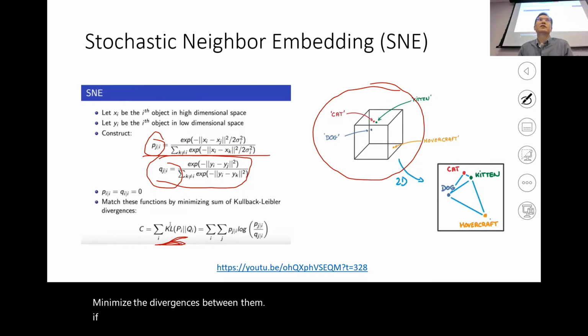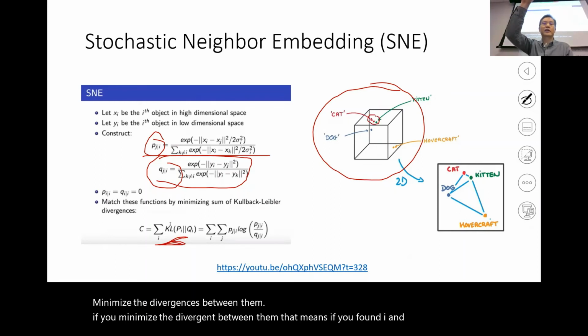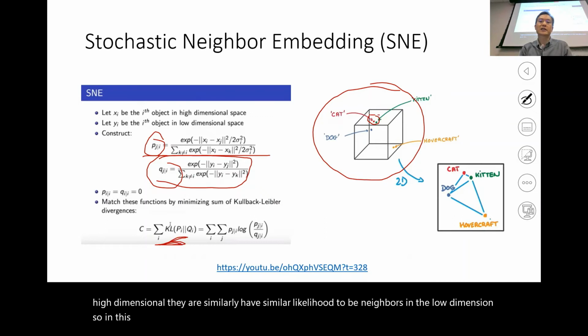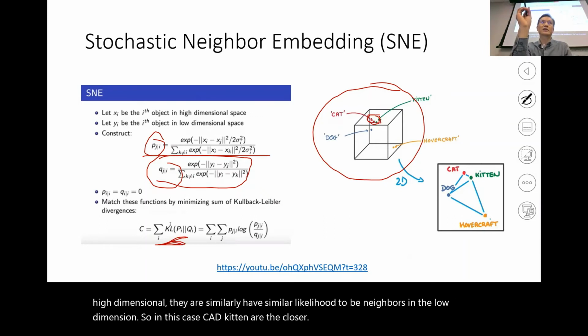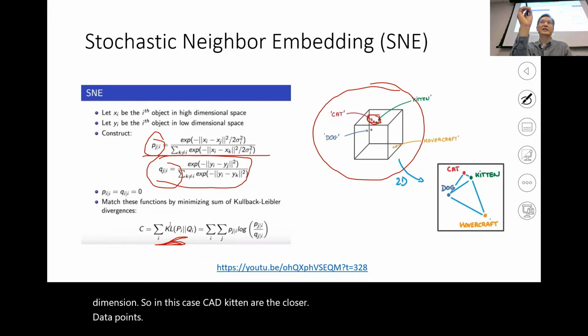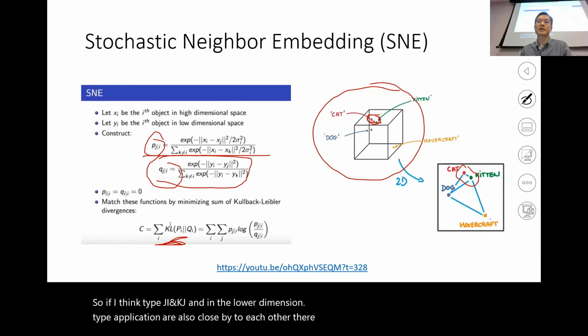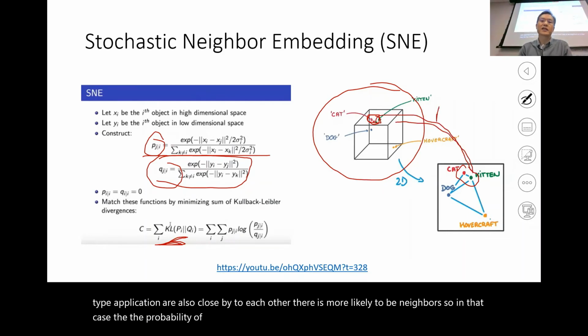If you minimize the divergence between them, that means if I and j are neighbors in high dimension, they have a similar likelihood to be neighbors in the low dimension. So in this case, cat and kitten are the closer data points. If I think cat are j, I and kitten are j, and in the lower dimension, cat and kitten are also close by to each other, they are more likely to be neighbors. So in that case, the probabilities P and Q matched.